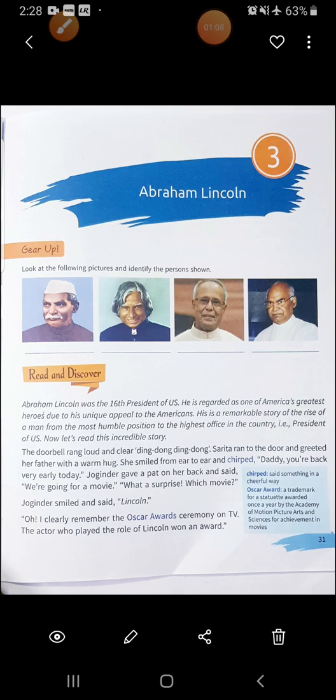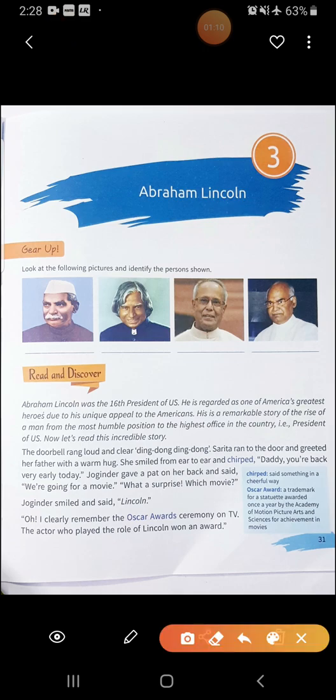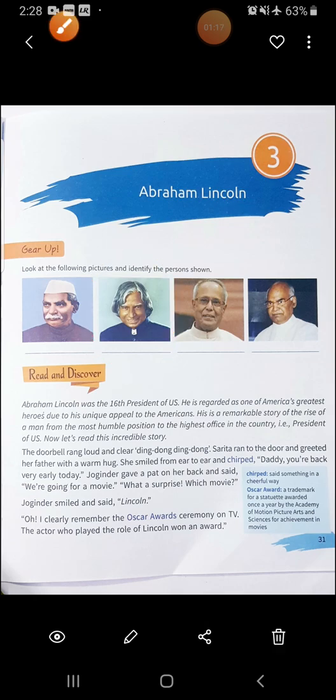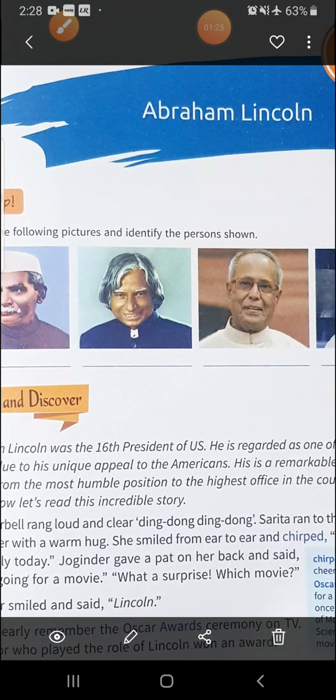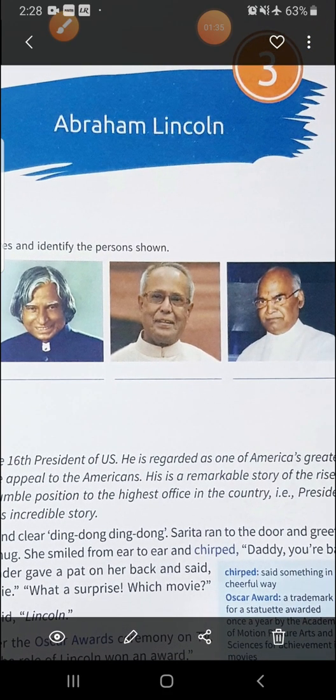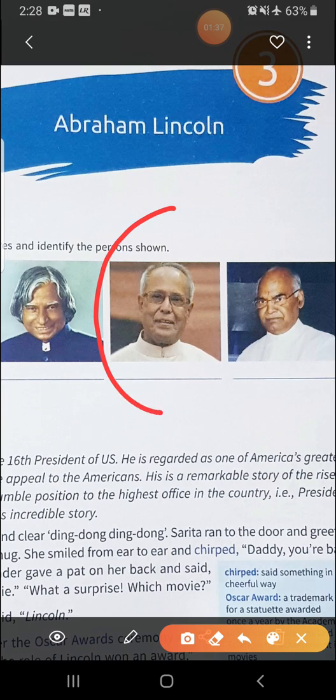Alright. Second is, yes, you all know about him, Dr. APJ Abdul Kalam. He was the 11th president of India and he served our nation from 2002 till 2007. He was a great scientist as well. Alright. Let's see the next image. Who is he?